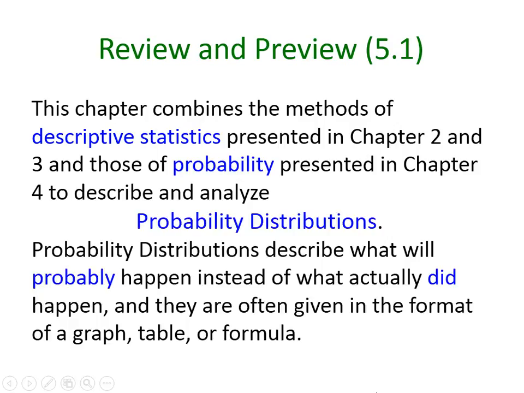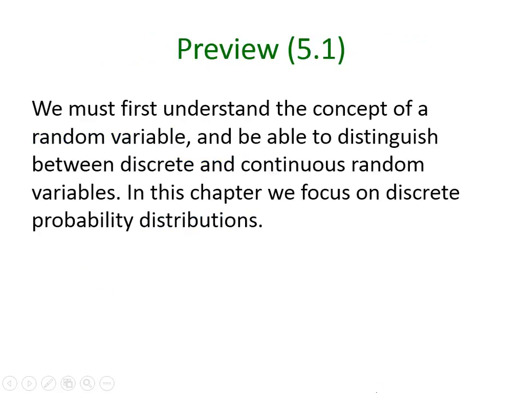So we're going to look at probability distributions. Probability distributions describe what will probably happen instead of what actually did happen. And they are often given in the format of a graph, table, or formula. These probability distributions are one of the key things we're going to be focusing on in this chapter. First, we have to understand the concept of a random variable and be able to distinguish between discrete and continuous random variables. In this chapter, we will focus on discrete probability distributions.